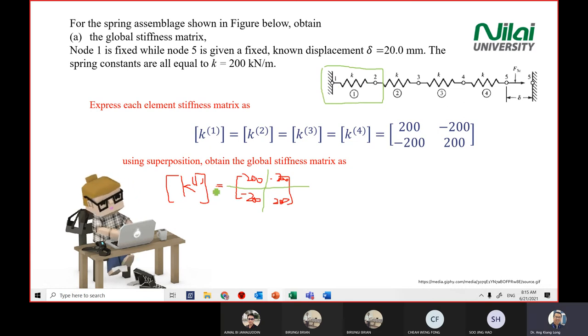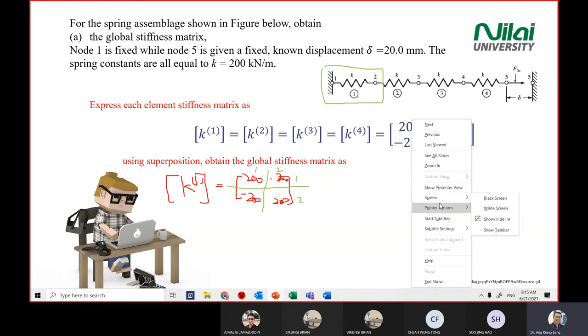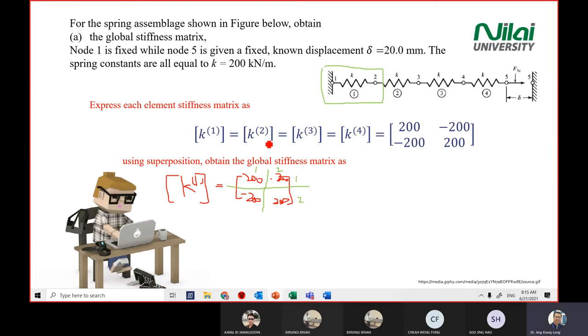Okay, so in your parking ticket here, you just write 1 and 2, and 1 and 2. So later when you park your number into the global stiffness matrix, it's more convenient. Yeah, you repeat the same for 2, 3, and 4. So I will just show you the last one.